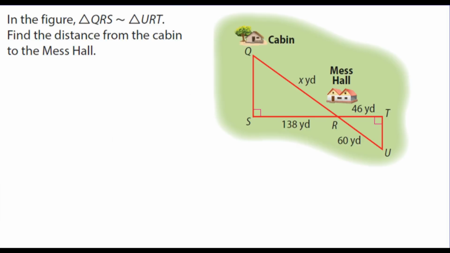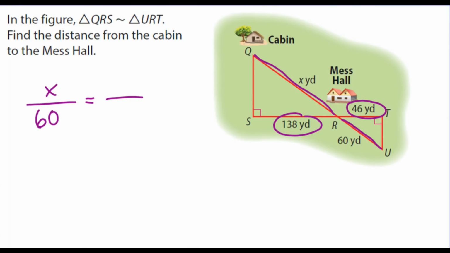Here again, we've got a distance that we're trying to find, and the figure triangle QRS is similar to URT. So again, we've created some kind of flip-flopped similar triangles here. Find the distance from the cabin to the mess hall. So cabin to the mess hall is what we're looking for here, and it corresponds with this side right here on the triangle. So I'm going to go ahead and write that ratio first. The missing side is to 60, as this side is to this side. So this is the smaller measurement. It needs to go on the bottom, and the larger triangle needs to go on the top.